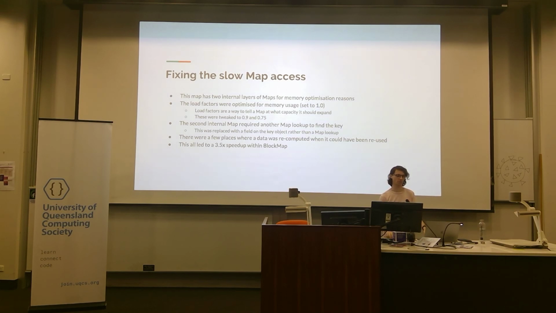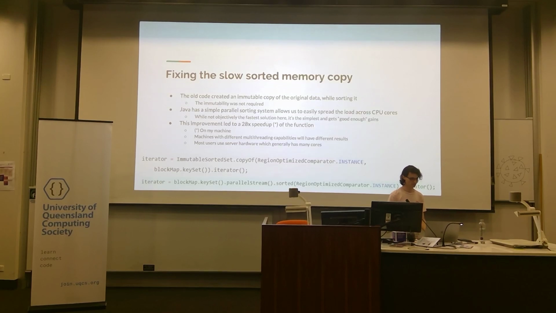Also, the second internal map required looking up another map to actually identify the keys. That's not a great idea, and it slowed stuff down a fair bit. And also there were a fair few places where data was recomputed when we could have just reused it. So we fixed that and got an overall 3.5 times speed up throughout the block map.